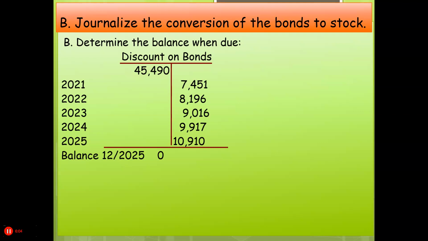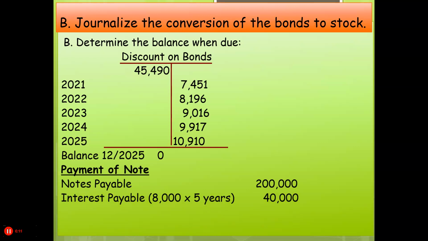So what's it going to look like when they pay it? Notes payable will be taken off the books for $200,000. The interest payable would be taken off the books, and the cash would be $240,000.